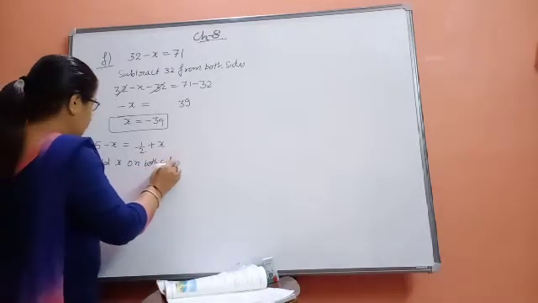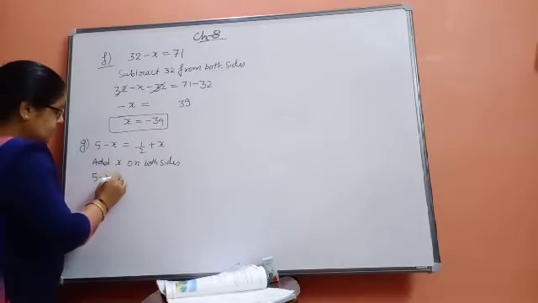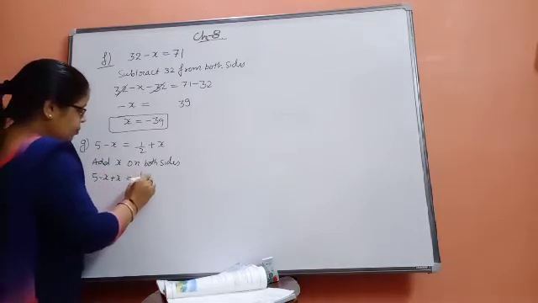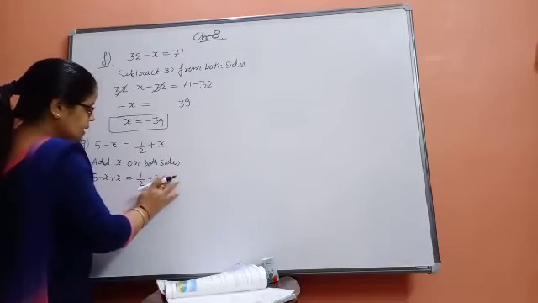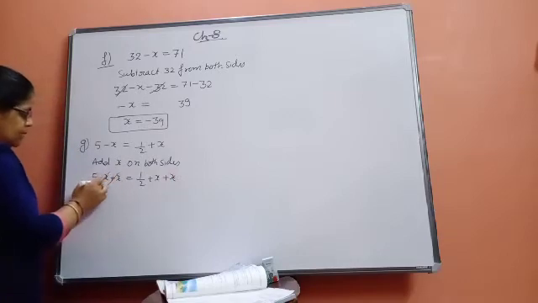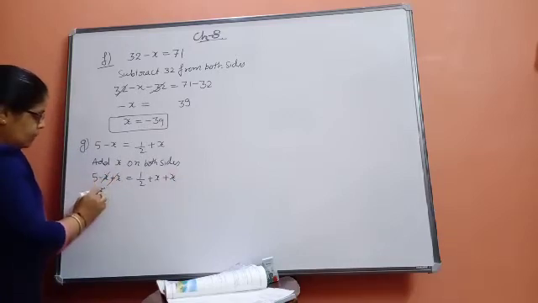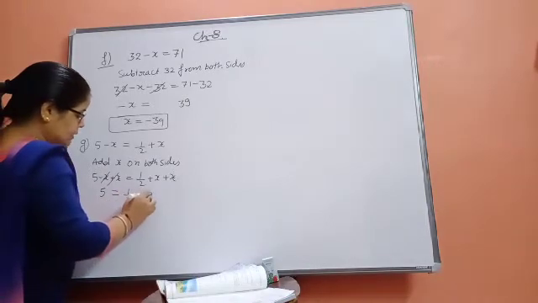So you can see 5 minus x plus x is equal to 1 upon 2 plus x plus x. Now see, minus x and plus x will get cancelled, so only 5 will remain here. So 5 is equal to 1 upon 2 plus 2x.